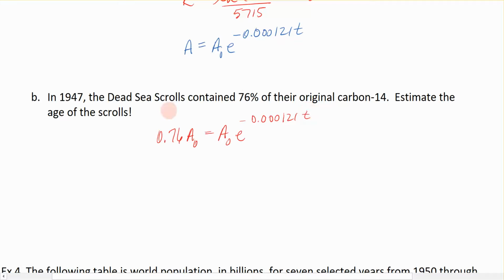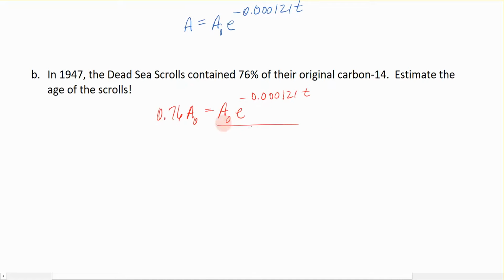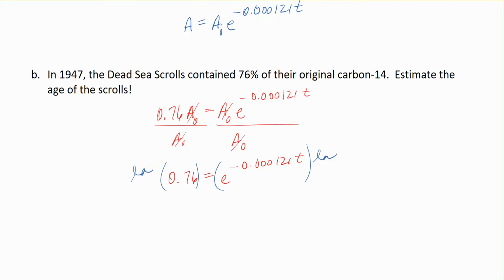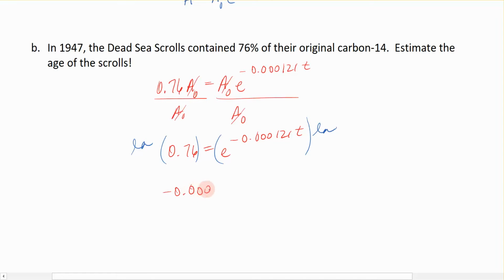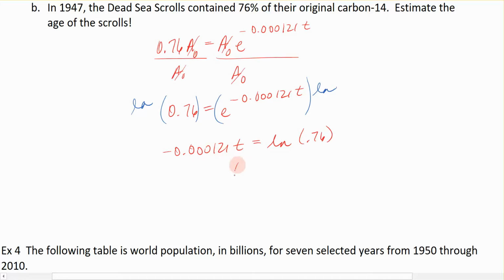This algebra is a little bit easier because I am simply going to divide both sides this time by A naught. Those A naughts cancel, leaving me with 0.76 equals e to that number. I can now take the natural log again of both sides. And when I do, I get negative 0.000121 times t is equal to the natural log of 0.76. Divide both sides by that number. t is equal to the natural log of 0.76 divided by negative 0.000121.